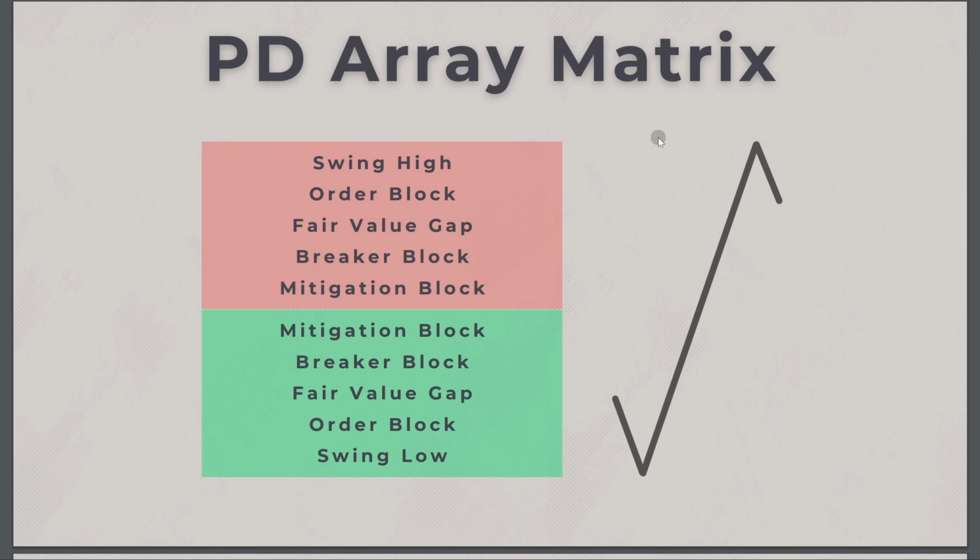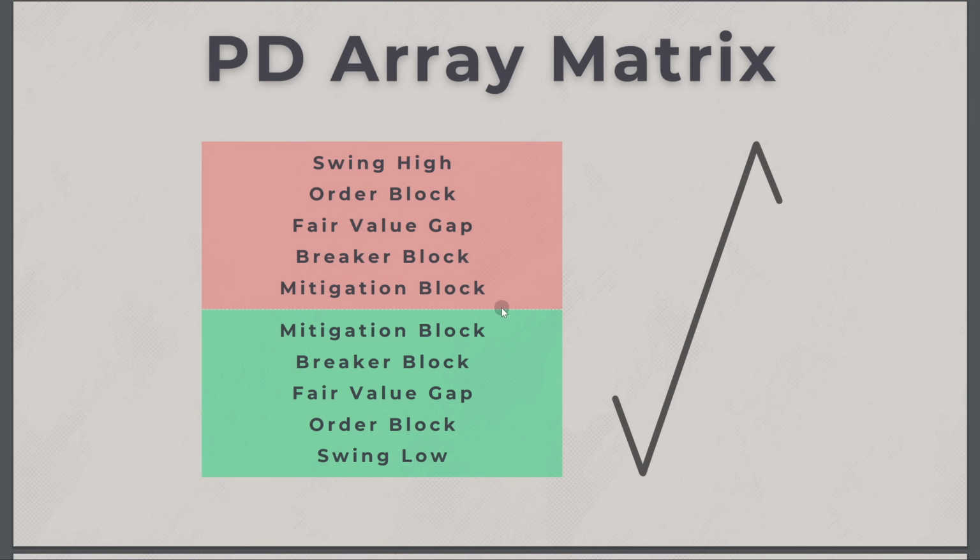So, the PD array matrix: when looking at any price action leg or a range that has a low and a high, this is now a range. Any of those ranges on any time frame will include some or maybe all of those PD arrays. You see, at the low, this is actually a swing low. Now, first of all, PD equals premium and discount. So 50% on this range: below is discount, above is premium.